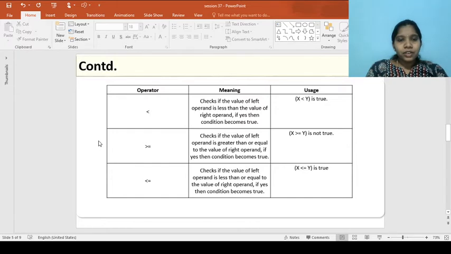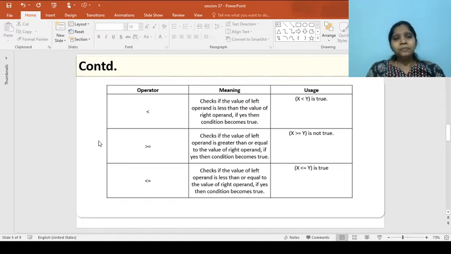The next relational operator is greater than or equal to. This operator is going to check whether the value of the left operand is greater than or equal to the value of the right operand. If it is yes, then the condition is always true. In the remaining case, the condition is false.